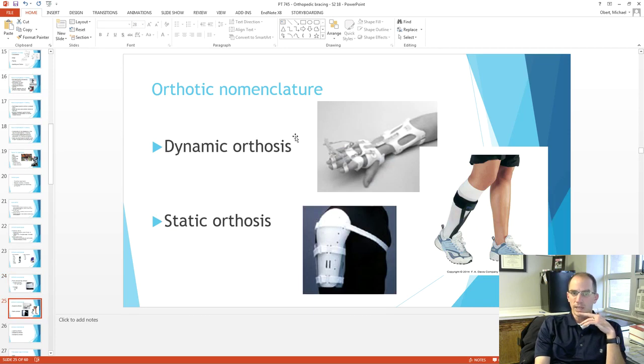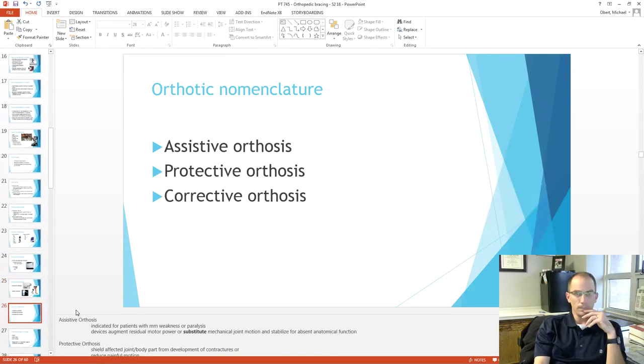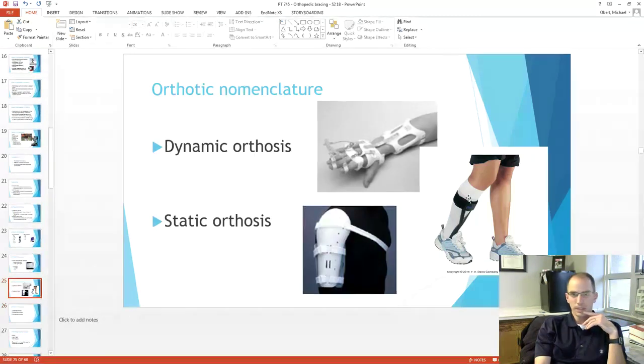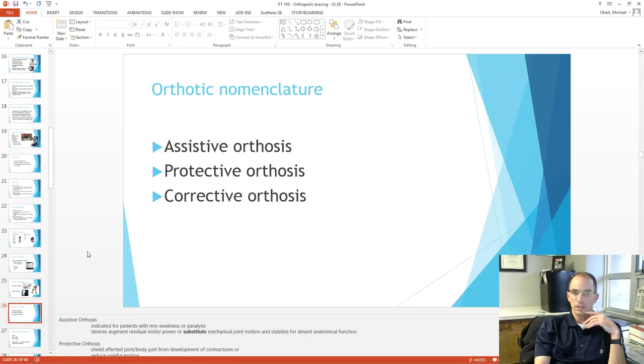We have either static or dynamic. Dynamic is kind of that extension assist splint that we talked about when we were talking about the hand. If you look at this picture here on the right, this is what I was talking about earlier, where there's this little strap that goes down and connects to the foot and assists with dorsiflexion. And then we have a static orthosis, which is something that just stays put. We have assistive, protective, and corrective. So assistive would be like these also. This would be a protective orthosis. And then we can have a corrective orthosis, which would be more of your scoliosis type braces.